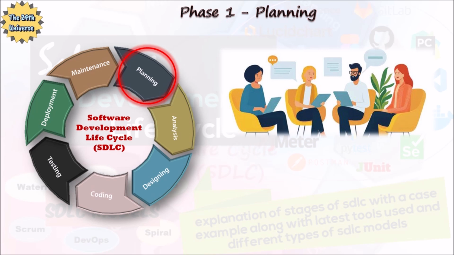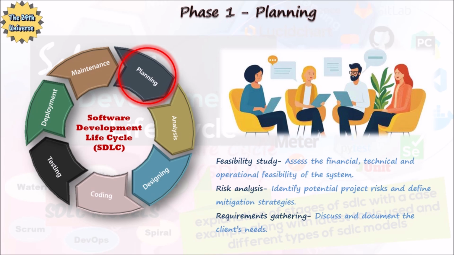The key activities carried out in this phase are feasibility study, assess the financial, technical, and operational feasibility of the system. In short, to know if the project is practically possible or not. Risk analysis, identify potential project risks and define mitigation strategies. Requirements gathering, discuss and document the client needs.